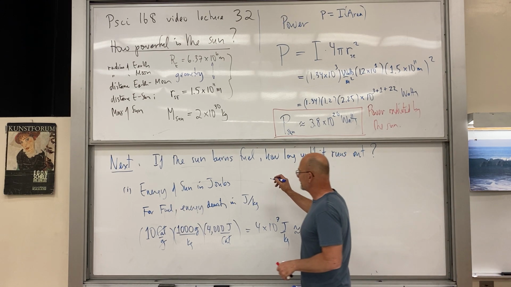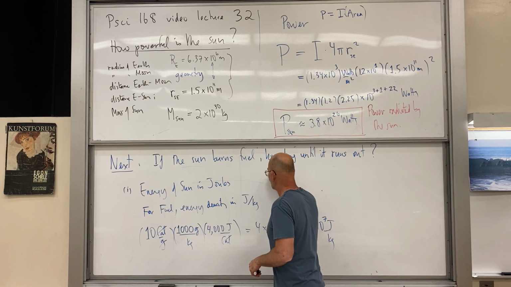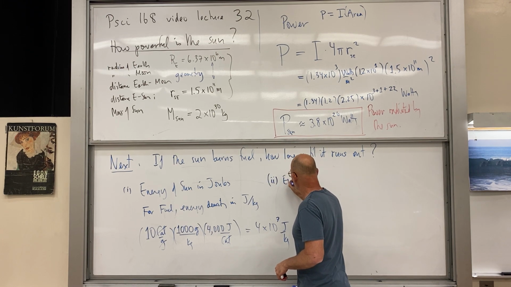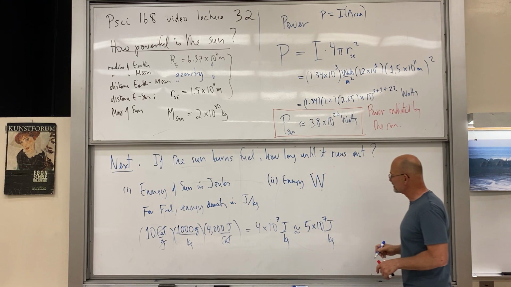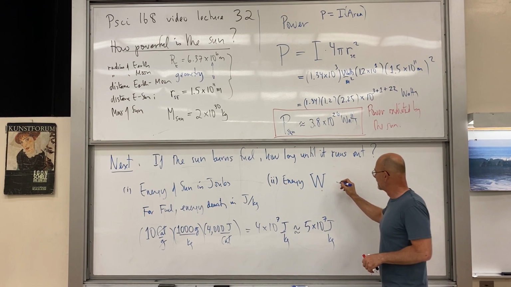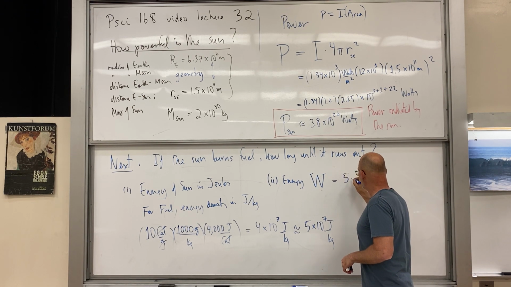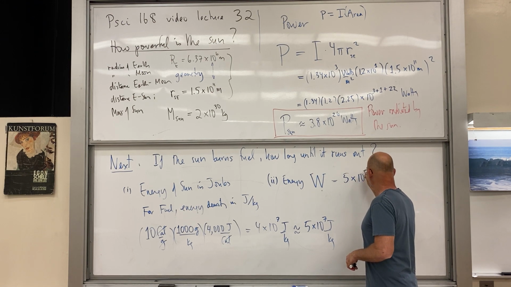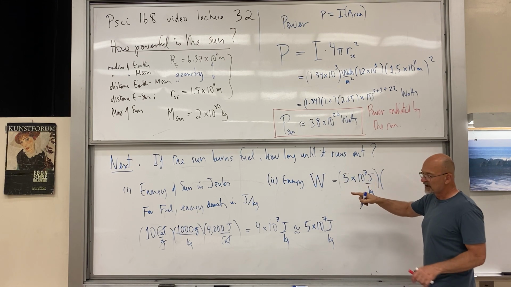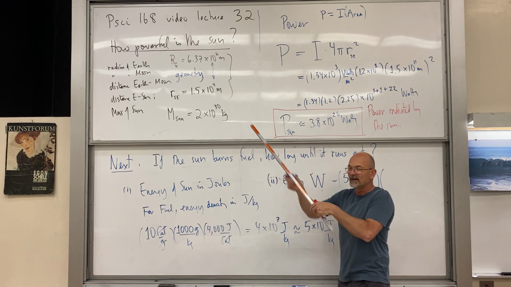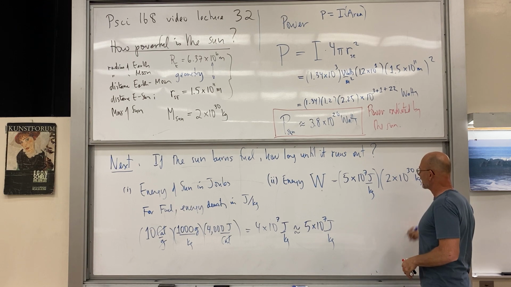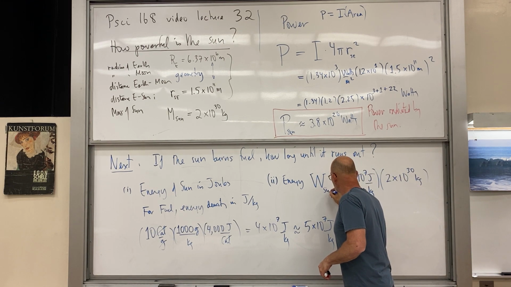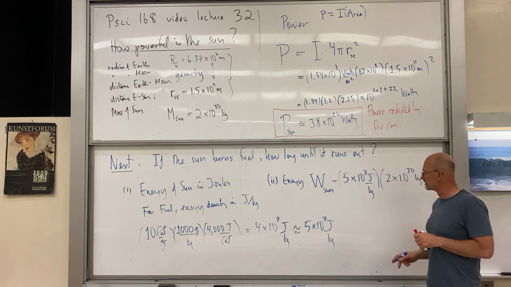Now, this next point, so we have this number 2. Energy, I'll use capital W for work. The energy is going to be equal to 5 times 10 to the 7 joules per kilogram times 2 times 10 to the 30 kilograms. And what is that? That's the energy in the sun if it were made of fuel, if it were just burning fuel.